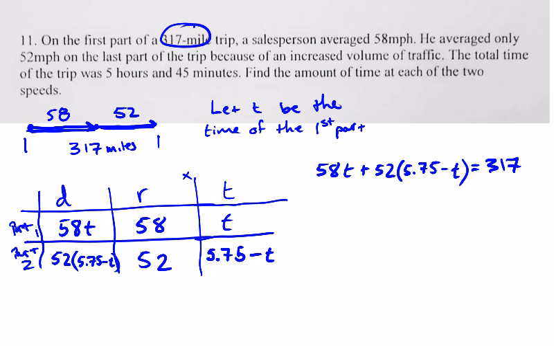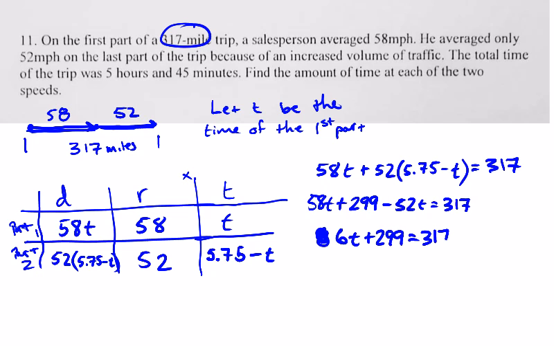So if you have a calculator, you're going to do 52 times 5.75, enter, that's 299. So we have 58t plus 299 minus 52t equals 317. Combine like terms, that'd be, nope, it'd be 6t plus 299 equals 317. And then we would subtract 299 from both sides.